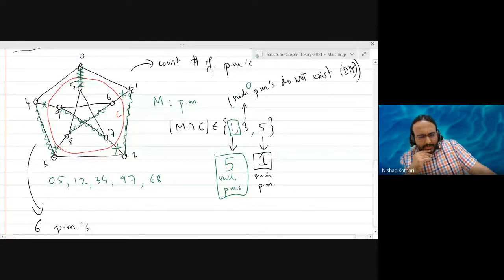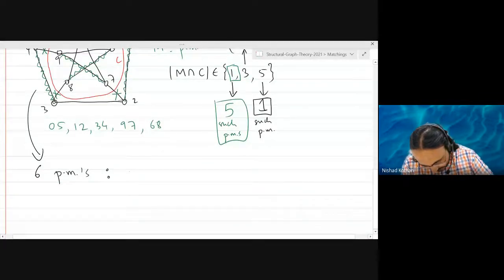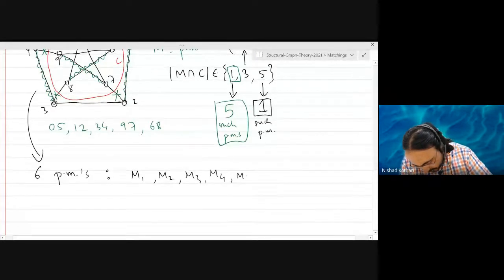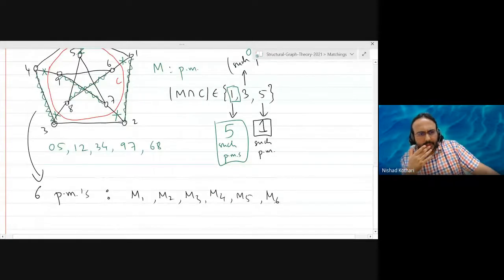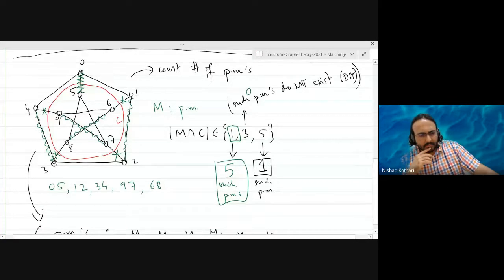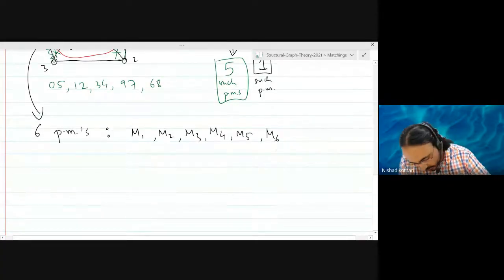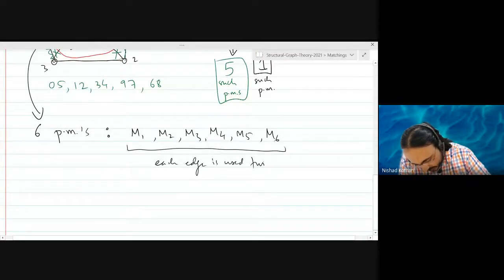If you take all of these 6 perfect matchings, M1, M2, M3, M4, M5, and M6, I have a question. How many times will any edge be covered? Each edge will be used how many times? Twice. Exactly. Each edge is used twice.